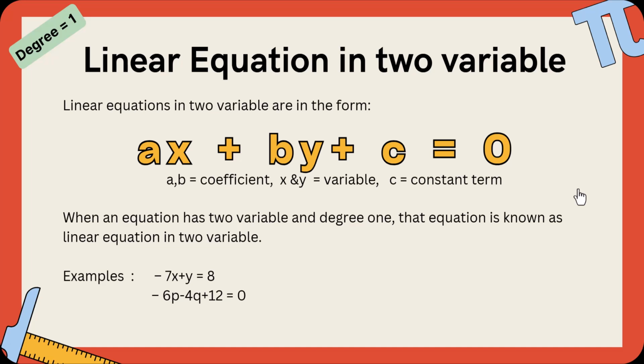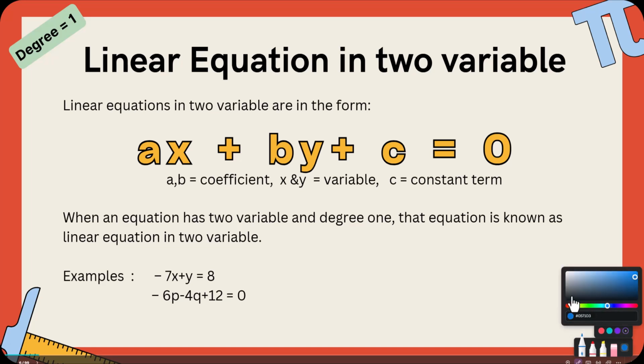It's an equation. There's an equal to sign, right? Here, a and b should not be equal to 0. A and b can be any real number. A, b, and c can be any real numbers. But a and b cannot be equal to 0. What is the reason for that?